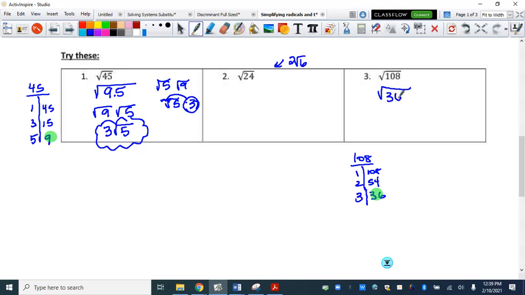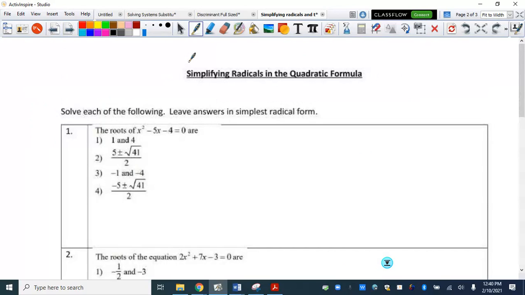So this is radical 36 times 3, which is radical 36 times radical 3. Radical 36 is just regular 6. Okay. And all of this is just leading me into how this applies to the quadratic formula.